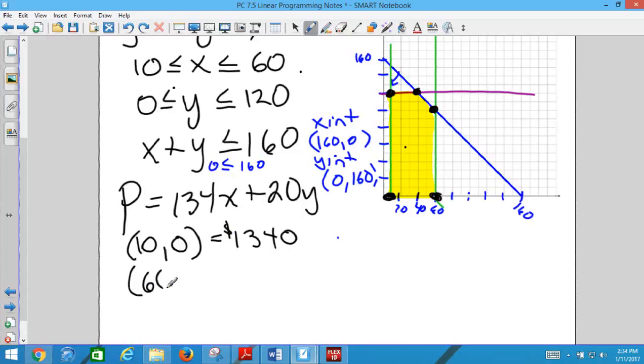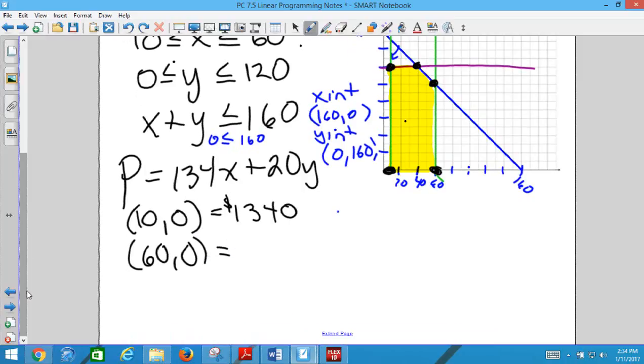There's also 60, 0. Pretty sure that if I make more mopeds, but the same amount of bicycles, I'm going to make more money, right? So I probably didn't even need to find that first one. That's 60 times 134. I have it somewhere. 8,040. Okay, so that's the money for 60.